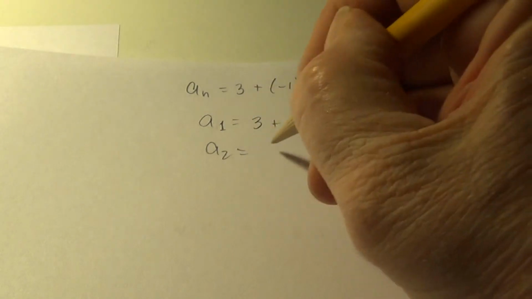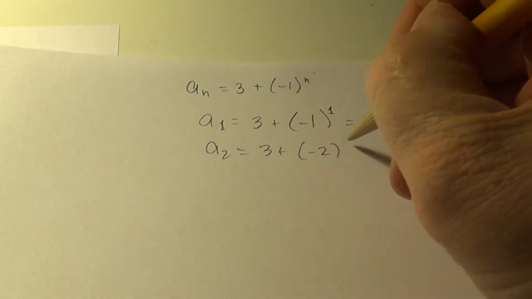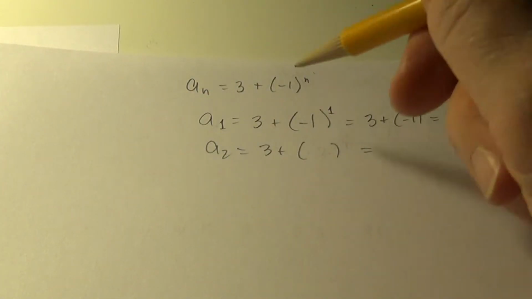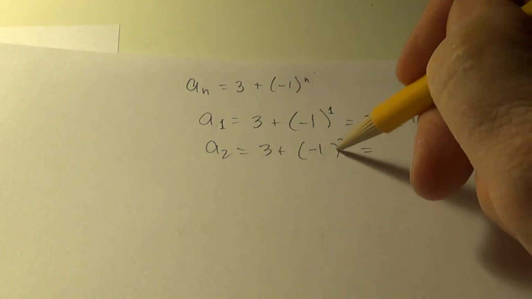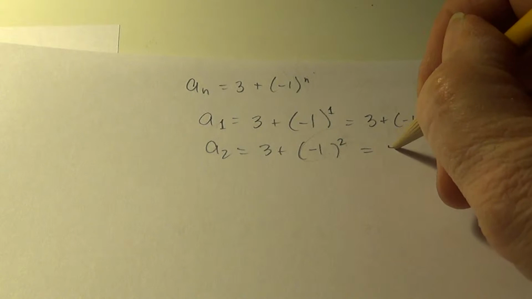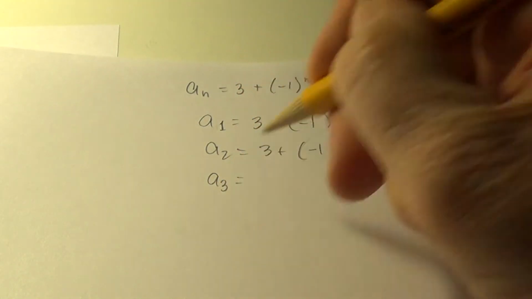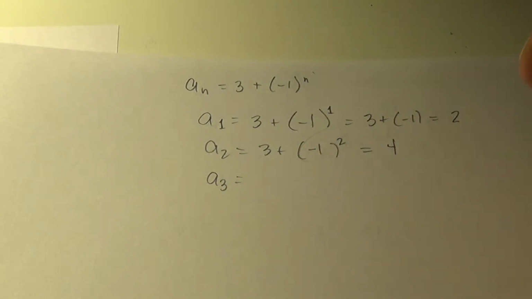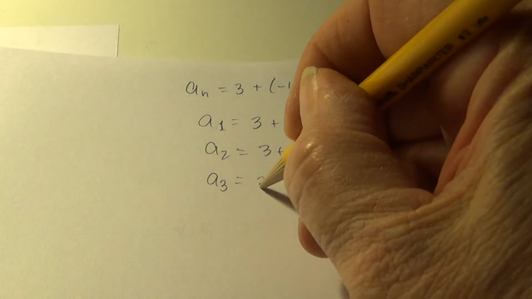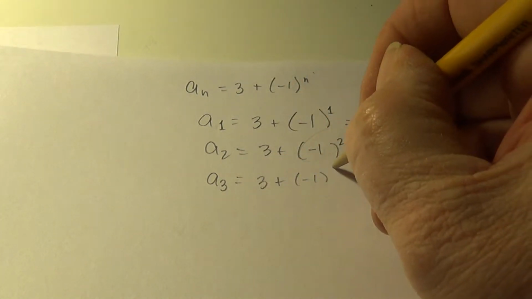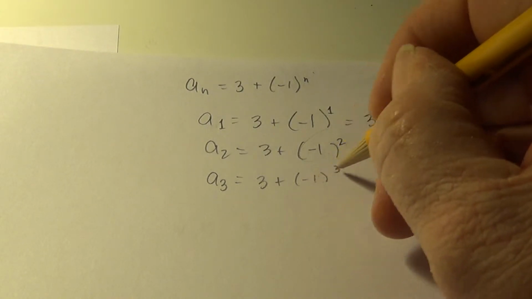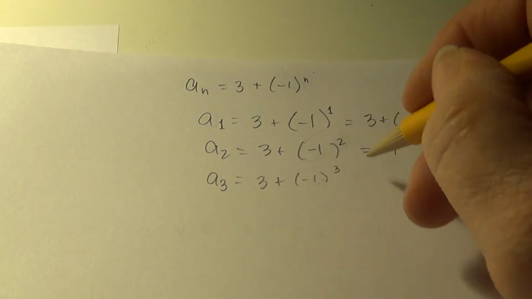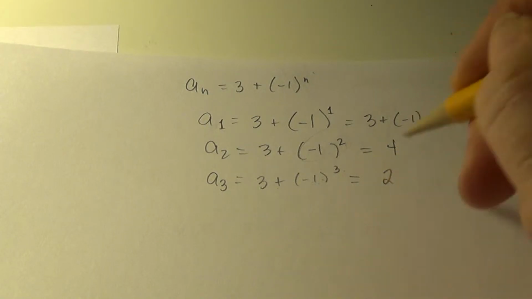A sub 2, minus 1 to the 2. This creates a positive 1, so this is such a funny one. If you did this before I'm doing it, then you already know the joke. 3 plus negative 1 to the 3. So we get 3. This time minus 1 times minus 1 times minus 1 is a minus 1. And we get 3 plus minus 1, or a 2.